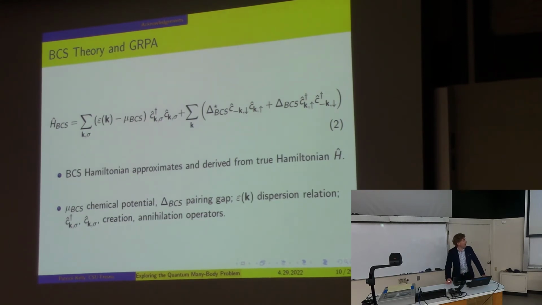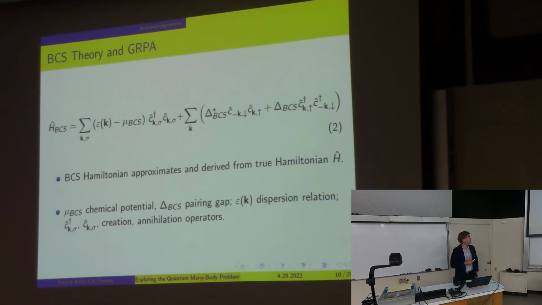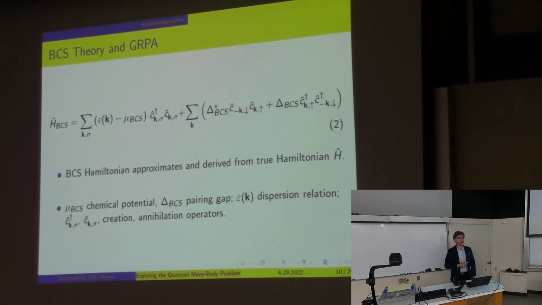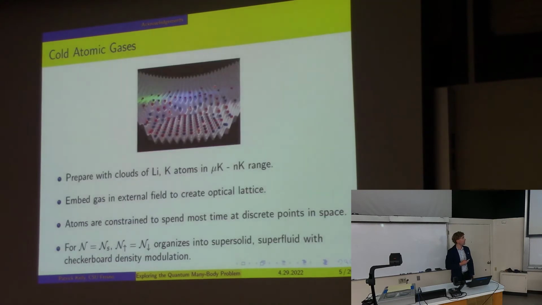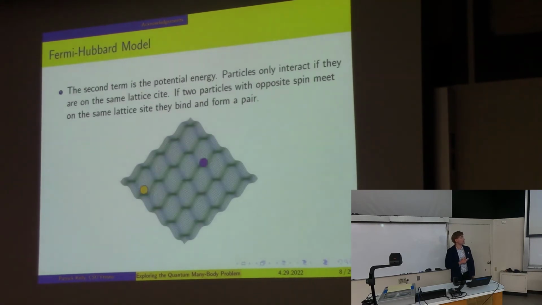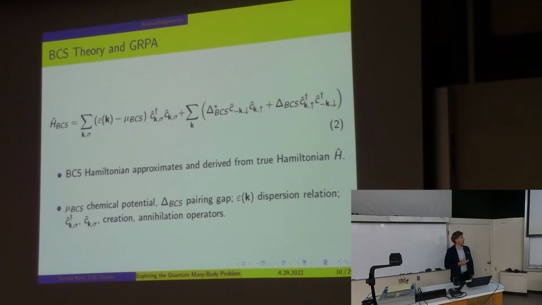So the first pass of approximation, a mean field-based method, is BCS theory. And this is the BCS Hamiltonian. You can derive this from the other Hamiltonian I gave, the true Hamiltonian, as we usually call it. Just these symbols here: mu BCS is a chemical potential. It basically tells you what all chemical potentials tell you, the energy cost of adding or subtracting a particle for your system. You have the pairing gap, which is a little harder to interpret.